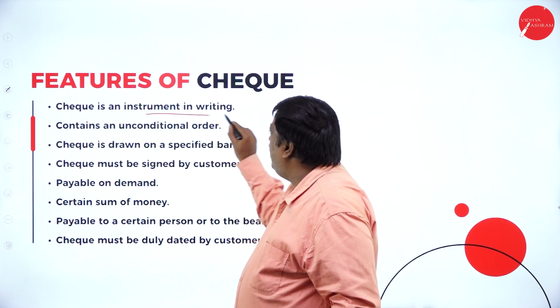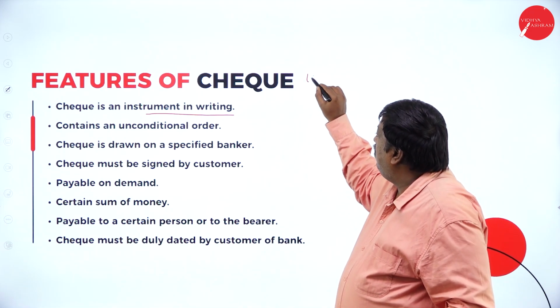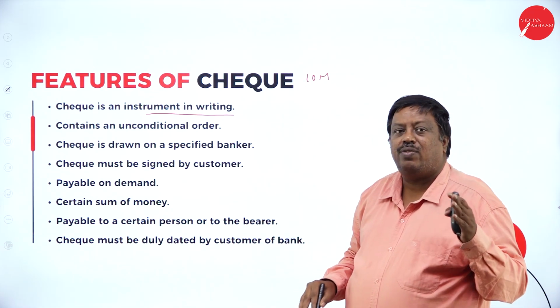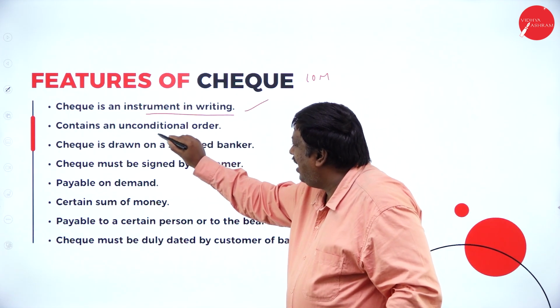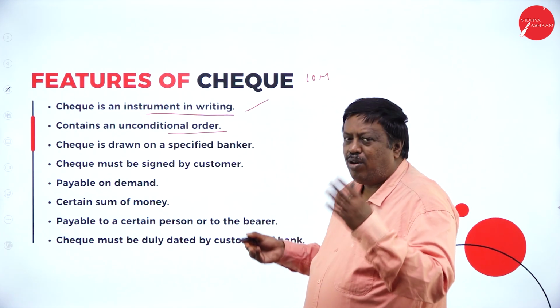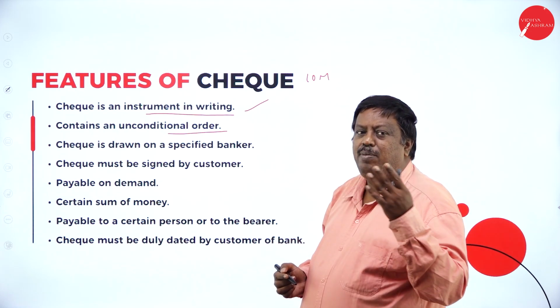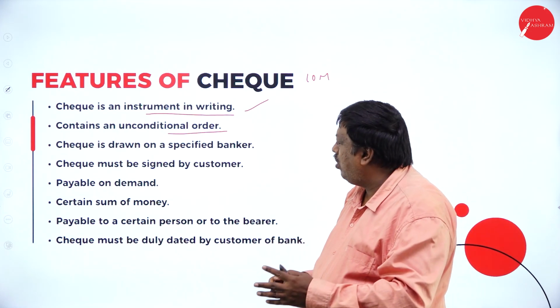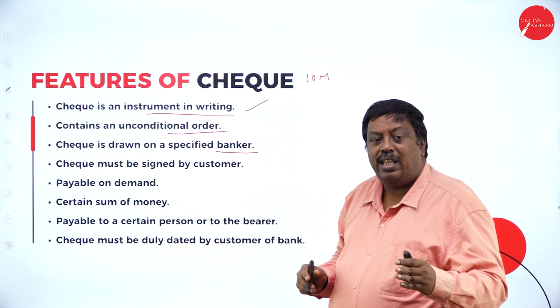Features of a check. A check is an instrument in writing. This will be a 10 marks question: write the features of a check. The first one you can write is that it is an instrument in writing. It is an unconditional order, because sometimes it will be self, or sometimes the name of the party will be written. Either a general crossing or a special crossing may be given. A check is drawn on a specified banker.